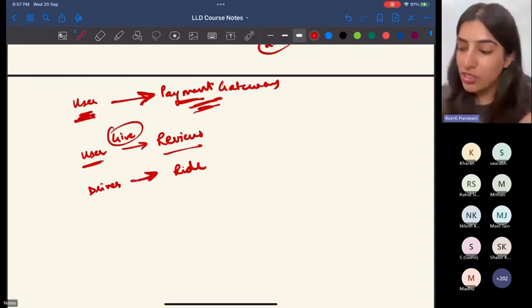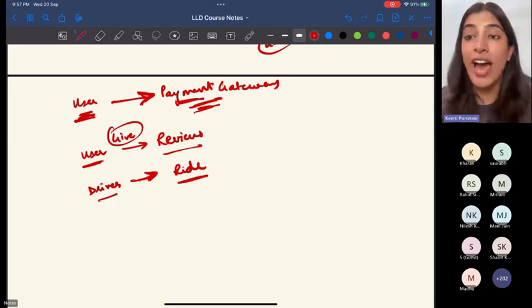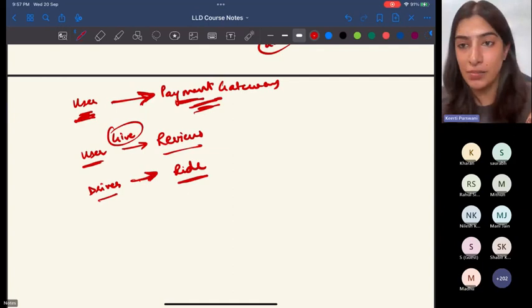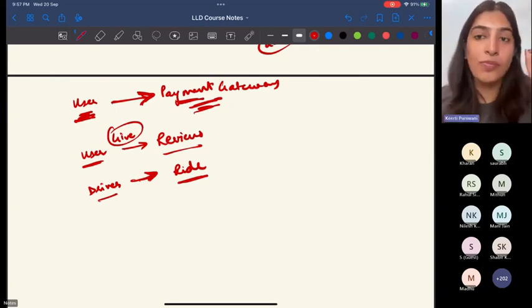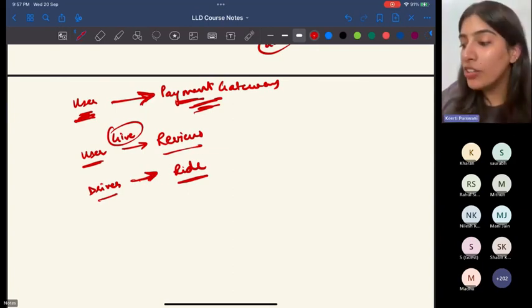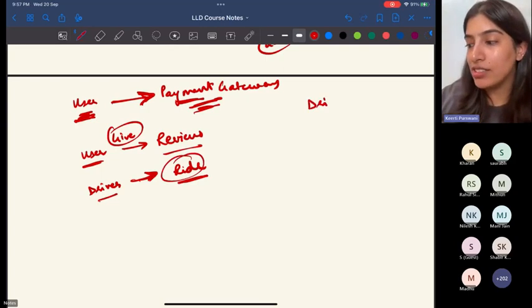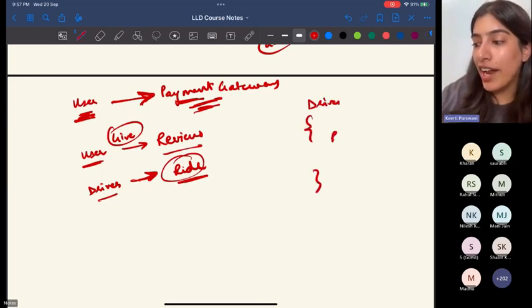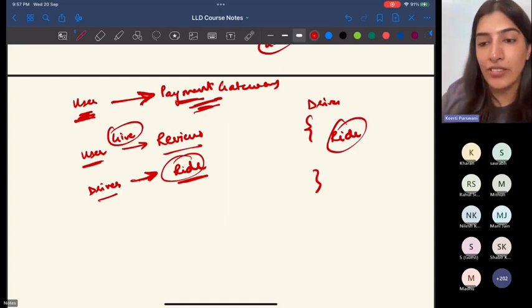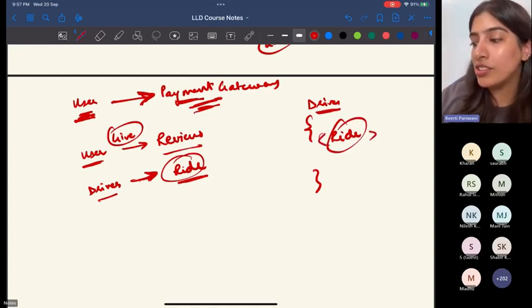So now see, someone can say driver should have ride. It should be a has-a relationship. But now the point of discussion will be, will you keep ride within the driver? Like if this is the driver class, will the ride object be inside the driver? Do you want to have a list of rides inside this? If that is the case, it would have been a has-a relationship.